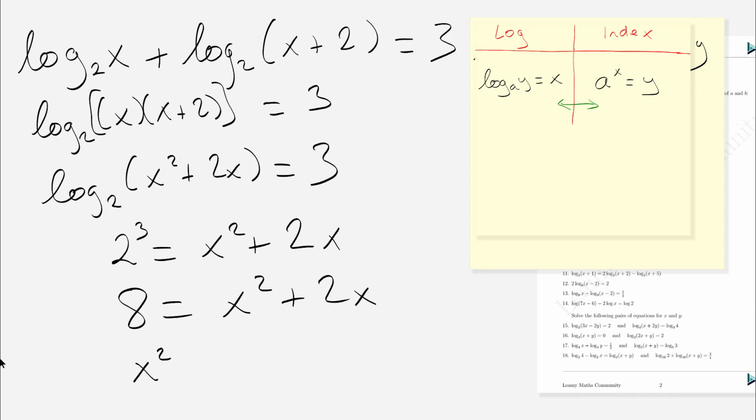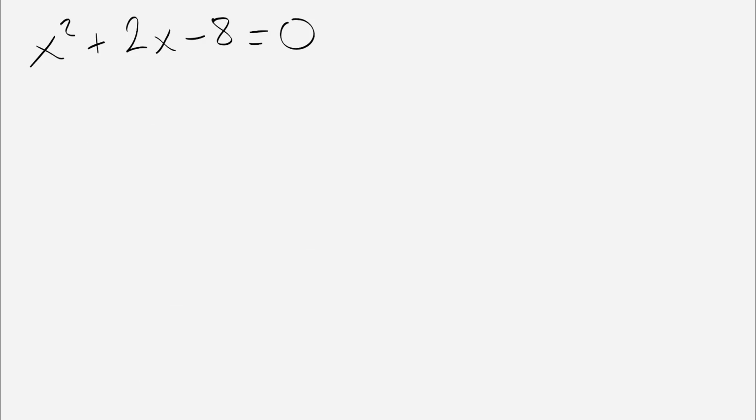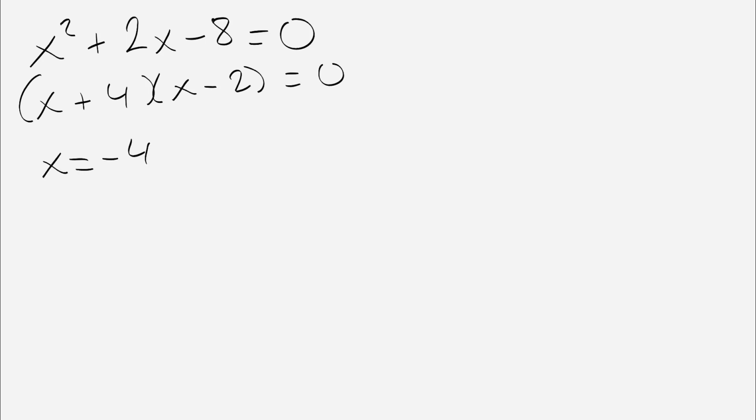So I've got x squared plus 2x minus 8 is equal to 0. So I'm just going to bring that over here. x squared plus 2x minus 8 is equal to 0. Let's solve this quadratic. (x plus 4)(x minus 2) is equal to 0. So you get x is equal to minus 4 or x is equal to 2 as my two solutions in this case.